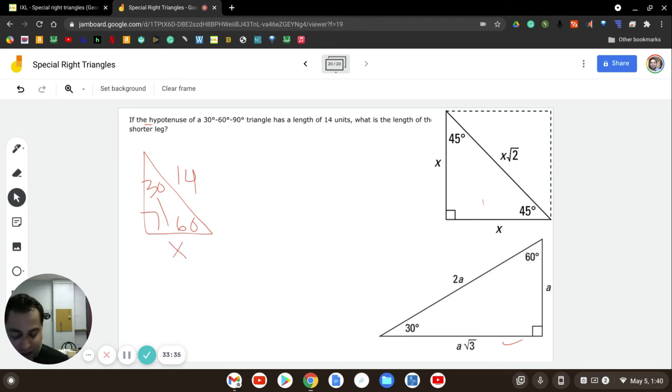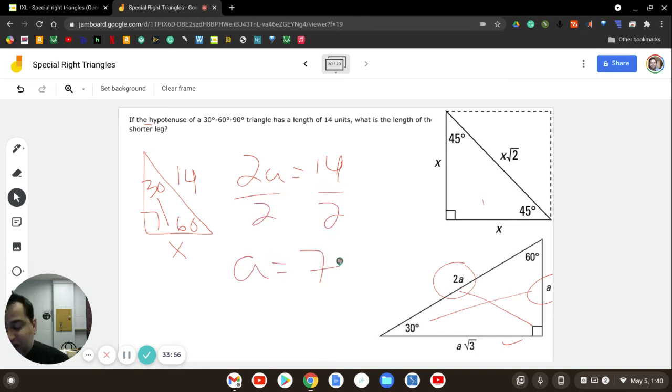All right, so opposite 30 is going to be A. Opposite 90 is going to be 2A. So I know that 2A is equal to 14. Divide both sides by 2, and I get A is equal to 7. I'm trying to find the shorter side, where is opposite it. So I know X is equal to A. Well, X is equal to 7.